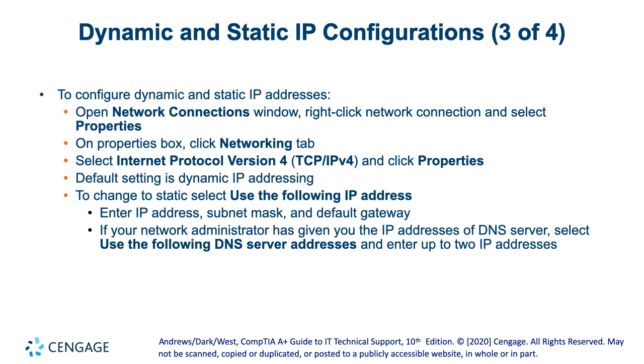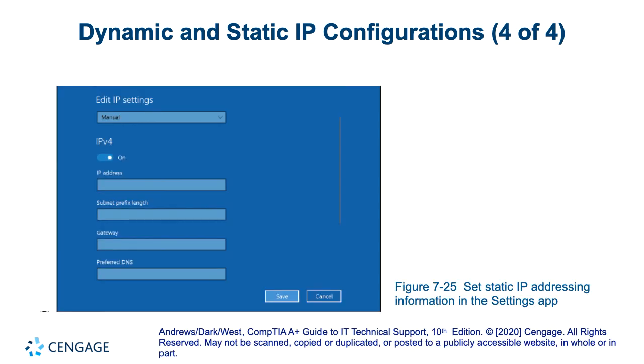So you can either do dynamic through DHCP or you can do static or manually. And then this is just showing a static setting using the settings app, which you can use as well. I prefer going through the network connections tab in the properties tab.